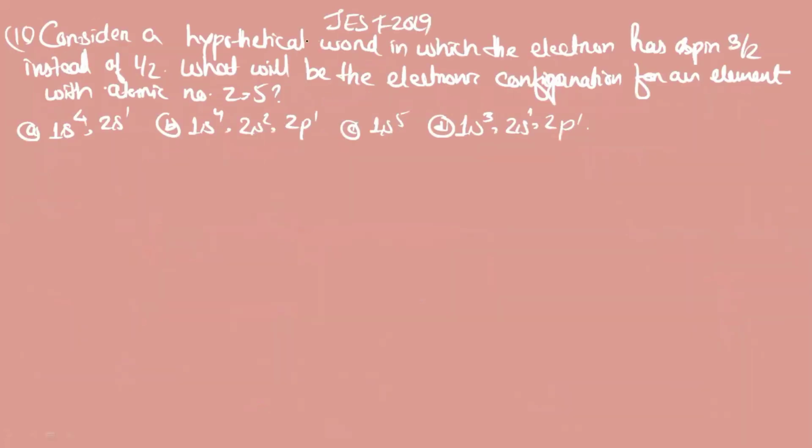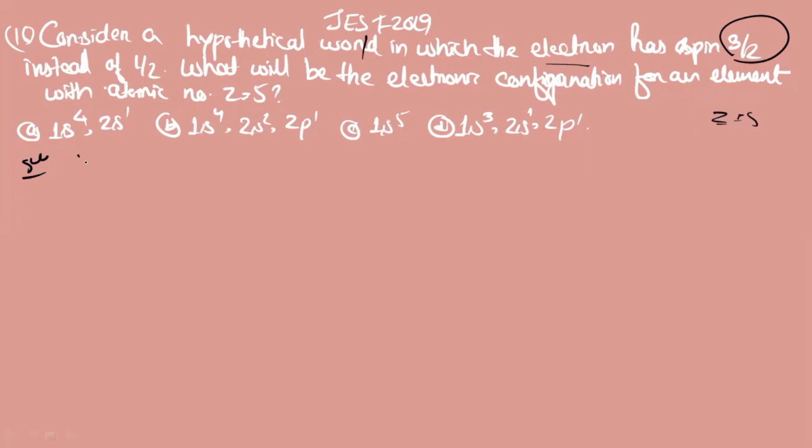Now let's see the last question. Here it is said, consider a hypothetical world in which the electron has spin 3 by 2 instead of 1 by 2. You have a hypothetical world where the electron has spin 3 by 2 instead of 1 by 2. So you will have to calculate the electronic configuration for an element whose atomic number is given to you as Z equal to 5.